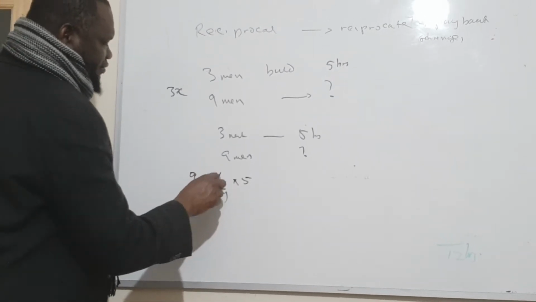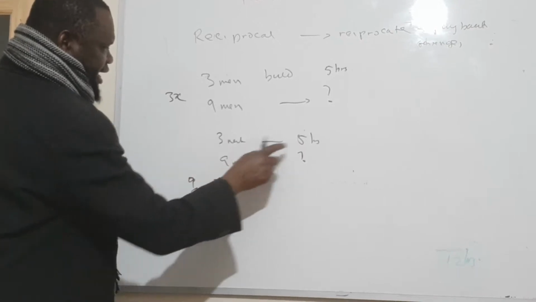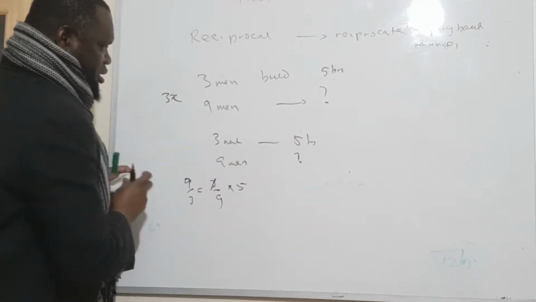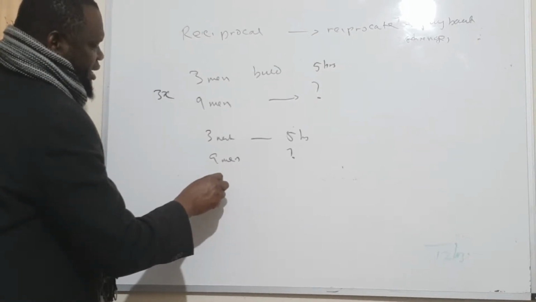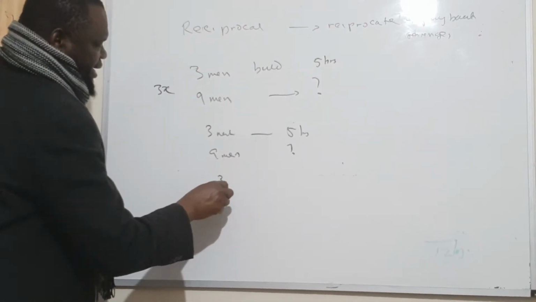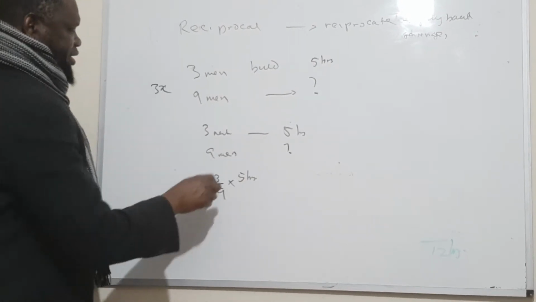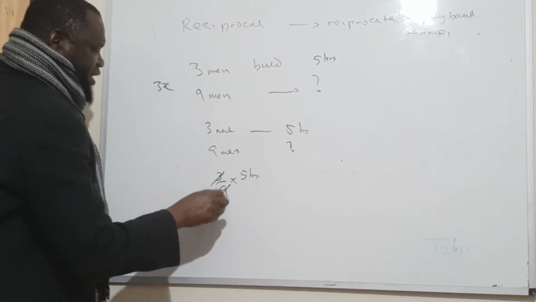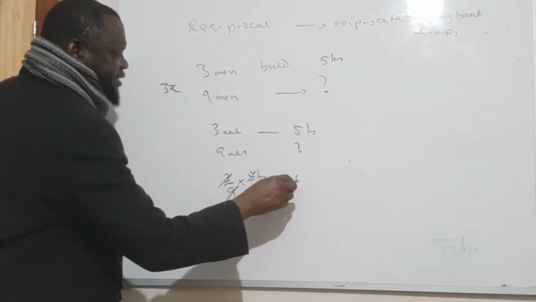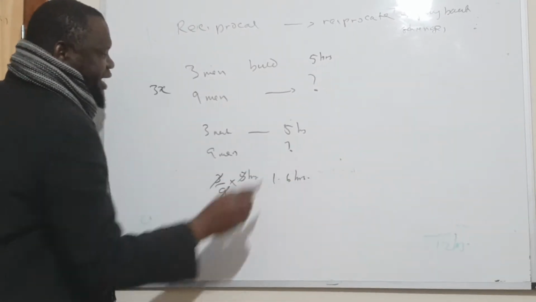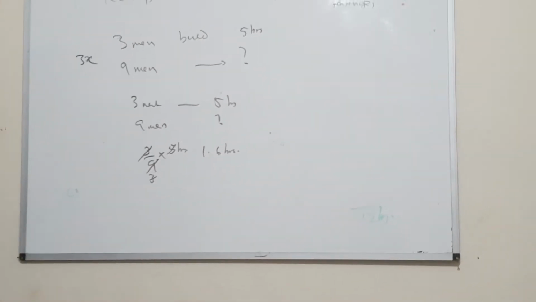Same thing: men over men times number of hours. So the inverse will be 3 over 9 times 5 hours, which is 3 into 9, 3 times 3, into 5, 1.6 hours. Yes, it will take 9 men 1.6 hours to finish this.